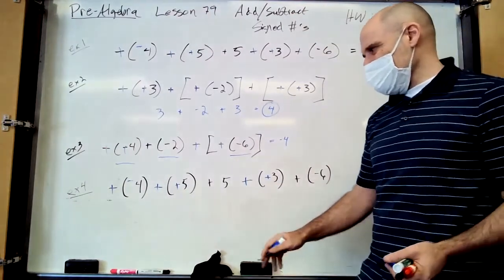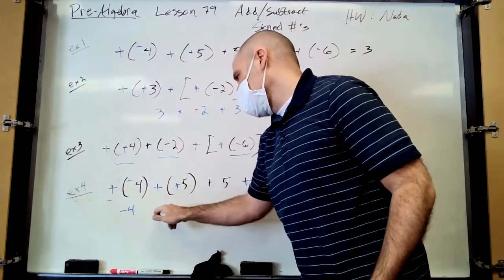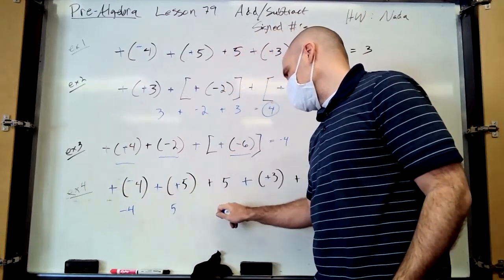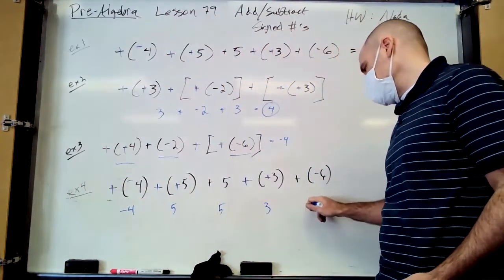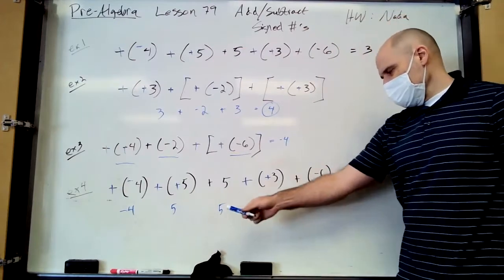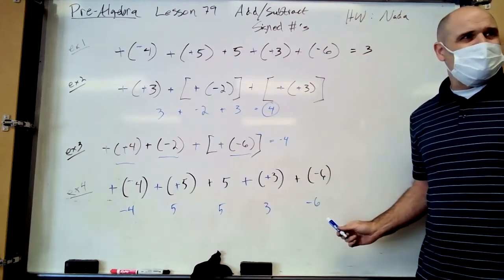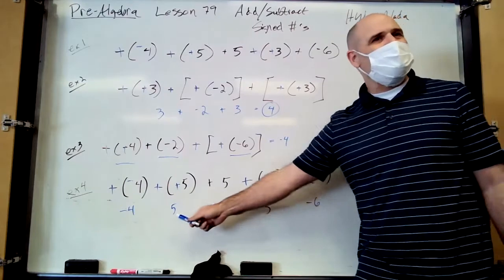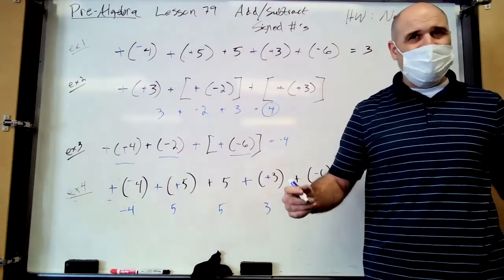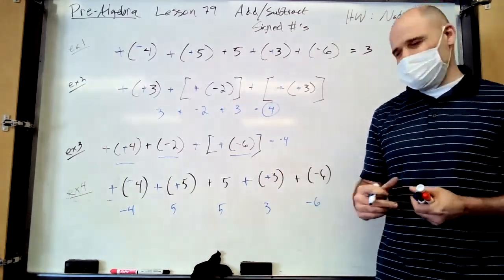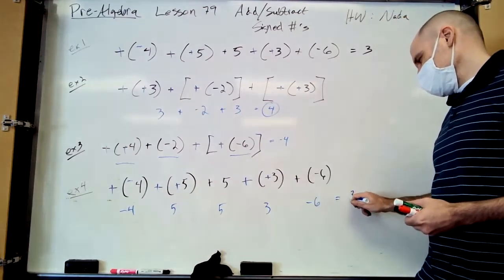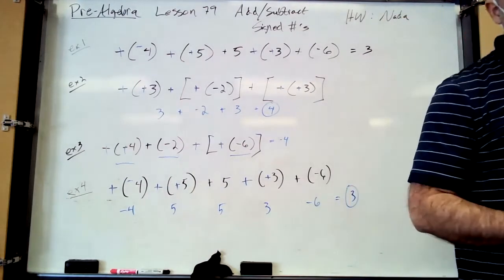All right, so now we've got a negative 4. We've got a positive 5, a positive 5, a positive 3, and a negative 6. Negative 4 and negative 6 is negative 10, added to a 13. What's negative 10 fighting against a positive 13? Positive 3.